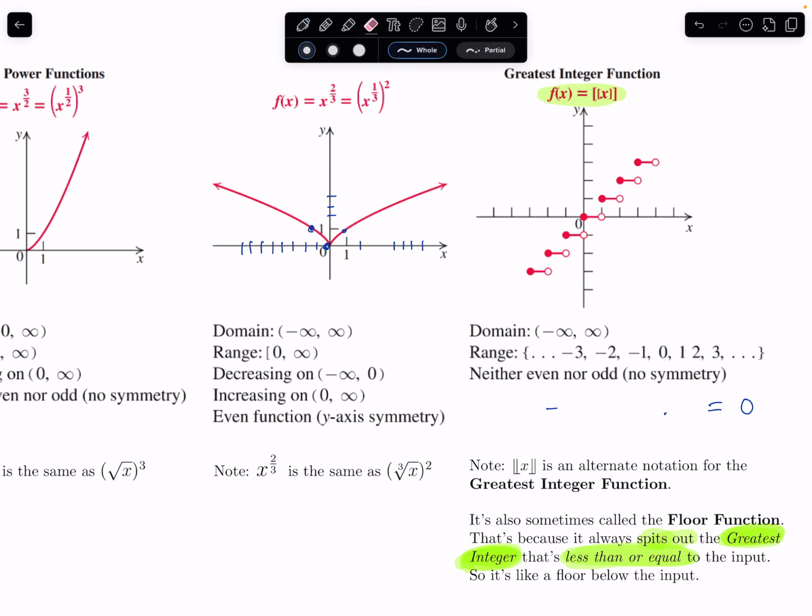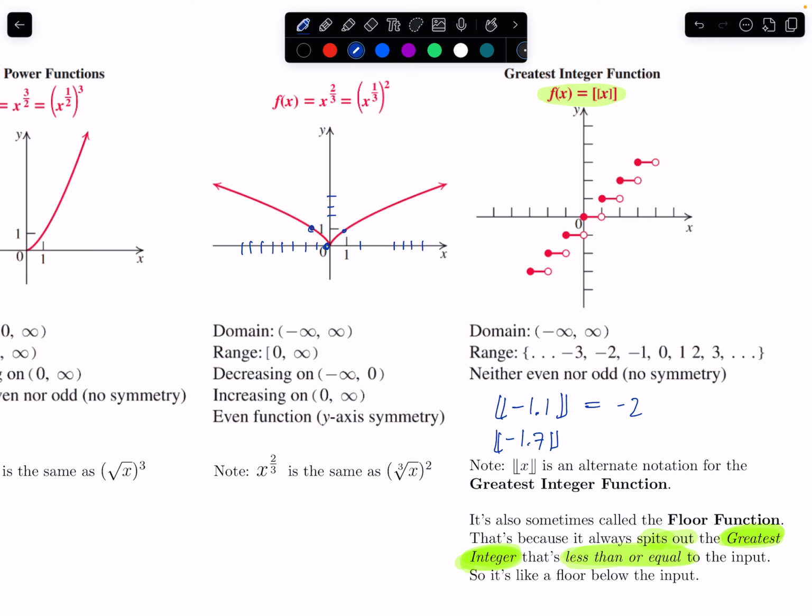Now negatives, a little trickier. Still the same idea. Let's say I put negative 1.1. Well, I've got to have something less. So your first thought might be, is it negative 1? But no, because negative 1 is actually bigger than negative 1.1, right? So if you're negative, you go to the next integer that's less, so it would be negative 2.